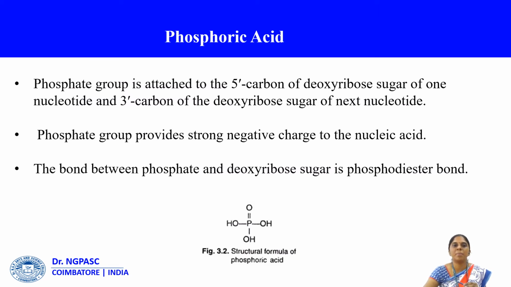Next comes the phosphoric acid. This is the structure of a phosphoric acid. This phosphate group is usually attached to the 5' carbon of the deoxyribose sugar of one nucleotide and the 3' carbon of the deoxyribose sugar of the next nucleotide. So the DNA is negative because of this phosphate group. This phosphate group gives a strong negative charge to the nucleic acid. The bond between the phosphate and the deoxyribose sugar is a phosphodiester bond.